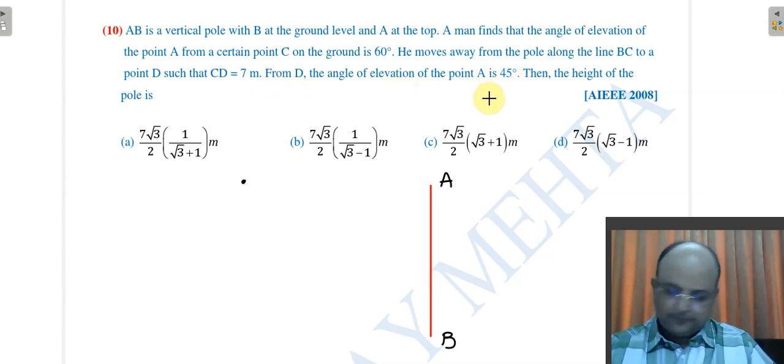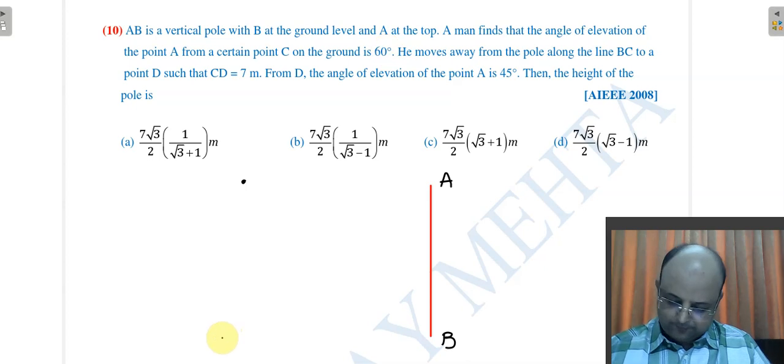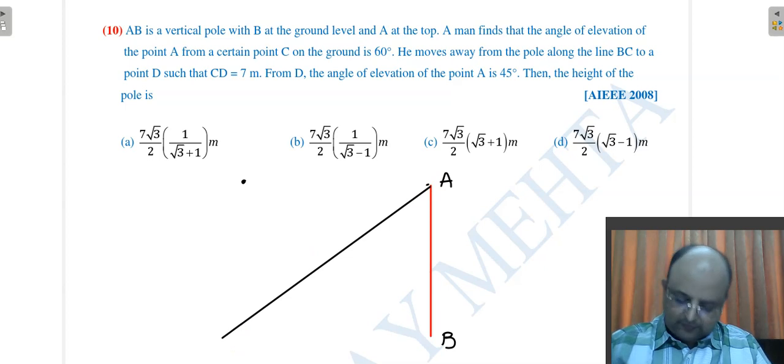So it decreases. Read the question, dear, calmly. AB is a vertical pole with B at the ground level, and so on. A man finds the angle of elevation of a point A from certain point C on the ground is 60 degree. Okay. So this is 60 degree.